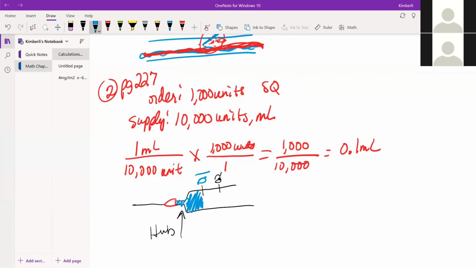Now, when this gets pushed into the patient, it only gets pushed up to this point right here. So all of this stays in the syringe, so we don't worry about it when we pull it out. We go ahead and make sure that it has liquid in it, but it doesn't really matter. We don't have to count it as overfill.